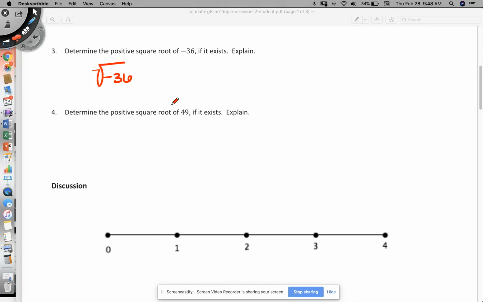So negative 36. Now you're not going to deal with negative square roots until you get to probably calculus. So for right now, we're just going to say you can't have a negative square root. So there is no square root here. So we're going to say no square root because it's negative. So if you ever see a negative sign inside the square root like this, at this stage in the game, it's impossible to solve. But once you get to higher math, then they will show you how to solve it.